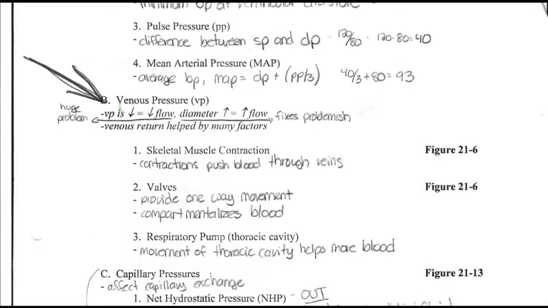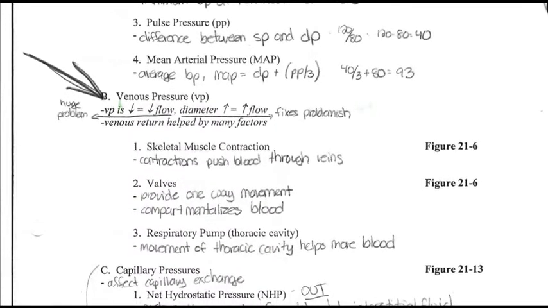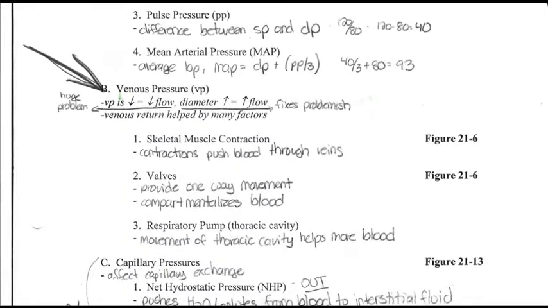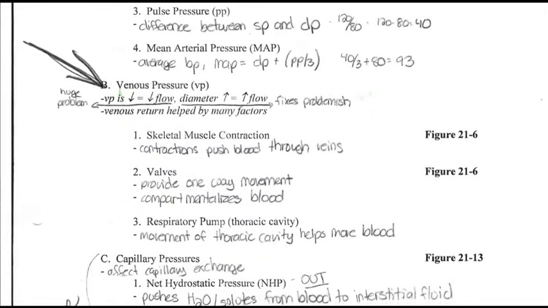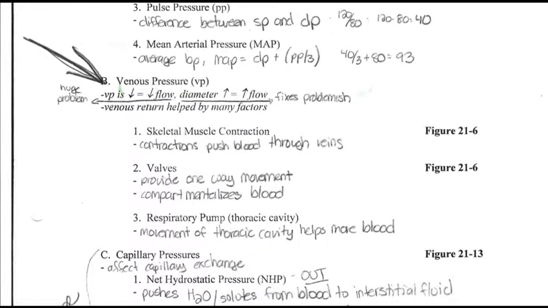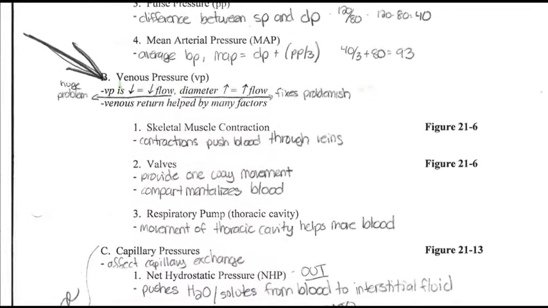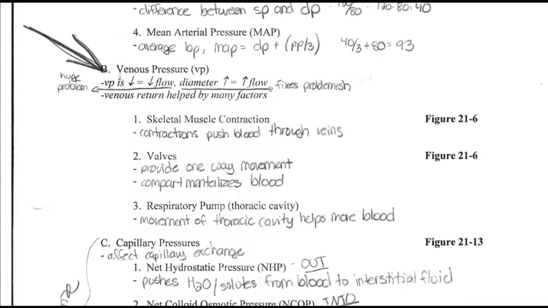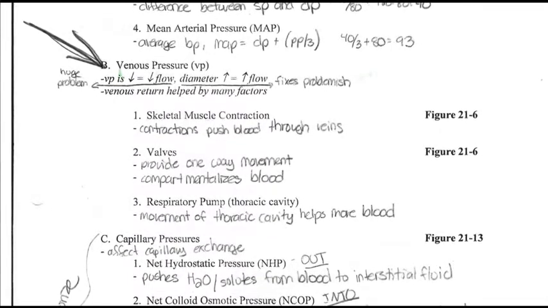Venous pressure. A decrease in venous pressure will lead to a decrease in flow, and this is very problematic. An increase in venous pressure will lead to an increase in flow. Venous return is helped by many factors.